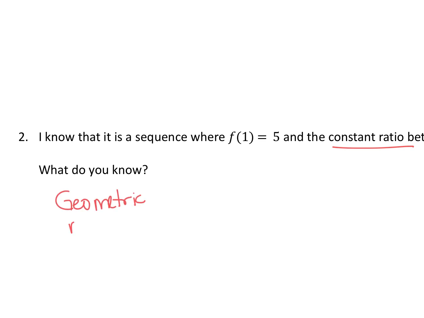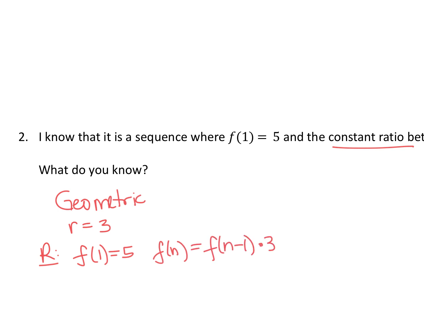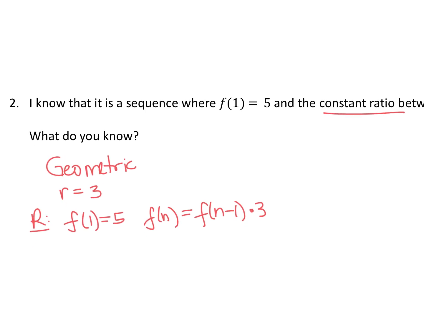where r is 3. I'm going to just write my 2 formulas right away. So this is recursive, f of 1 is 5, and f of n next equals f of n minus 1 times 3. Okay, and then here's the explicit.